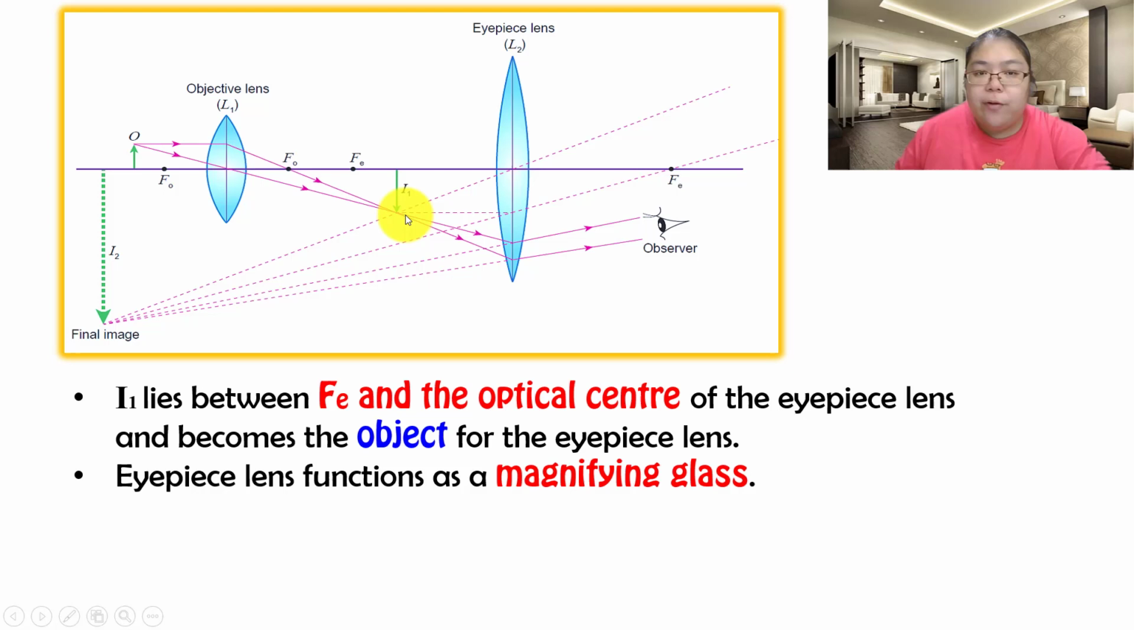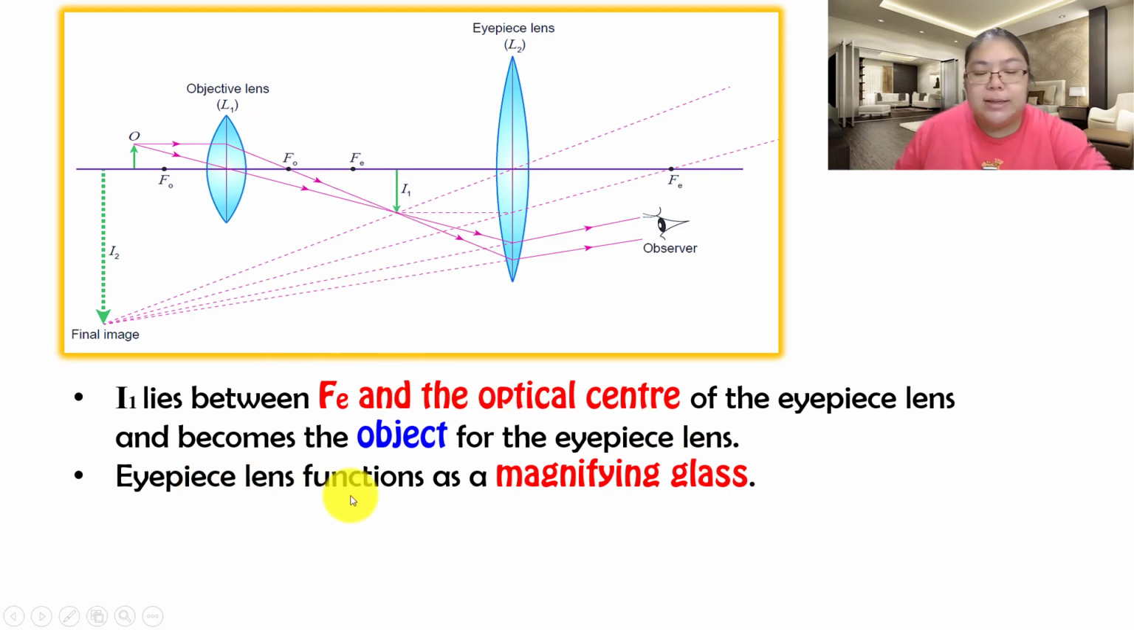Okay, when you've formed the first image, we no longer need to look at the objective lens. Now we need to focus on the eyepiece. This first image will become the object for the eyepiece lens. After you form the first image, it becomes the object already. So it becomes the object for the eyepiece.